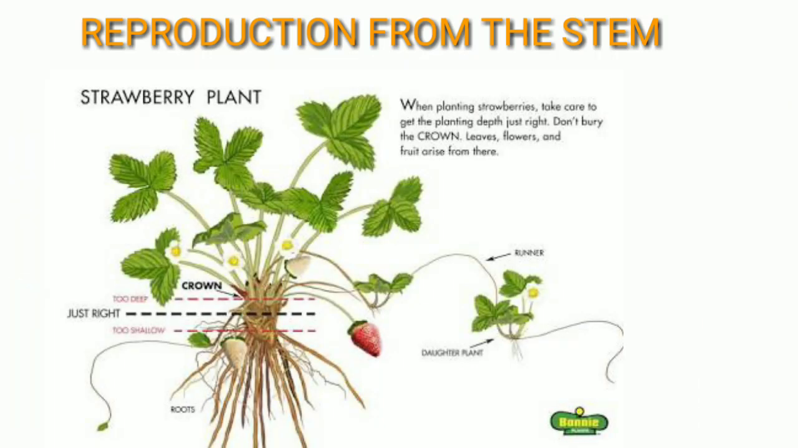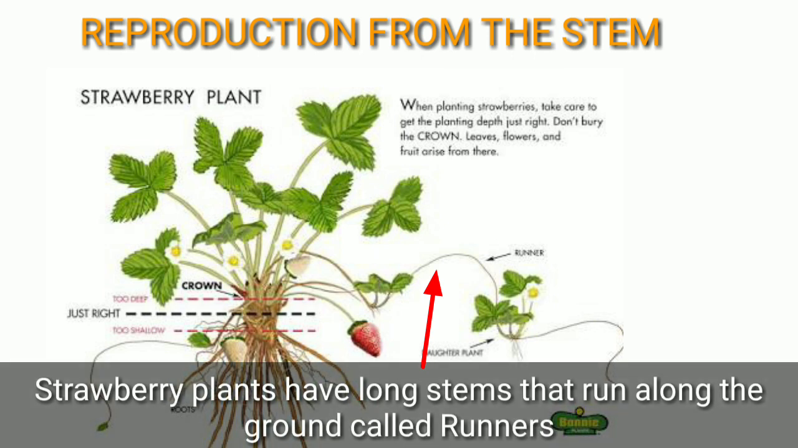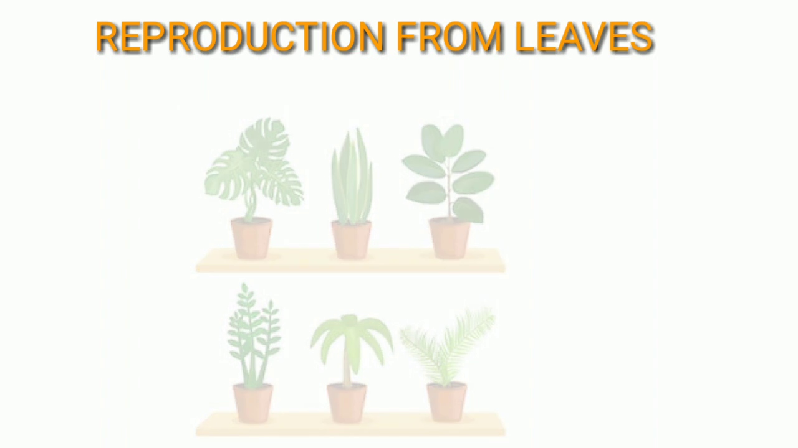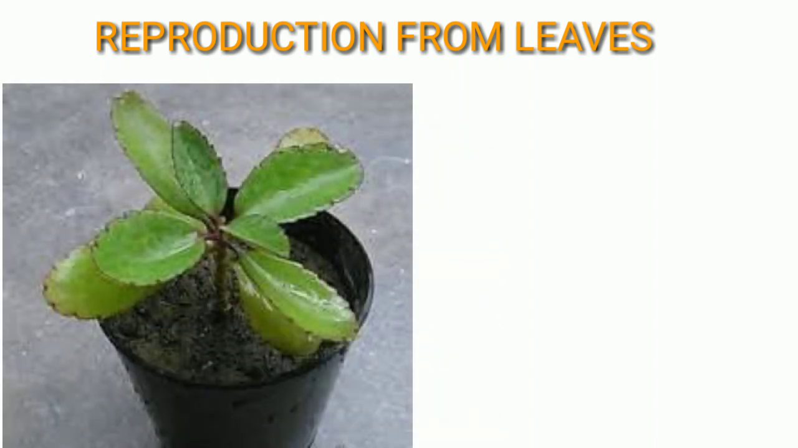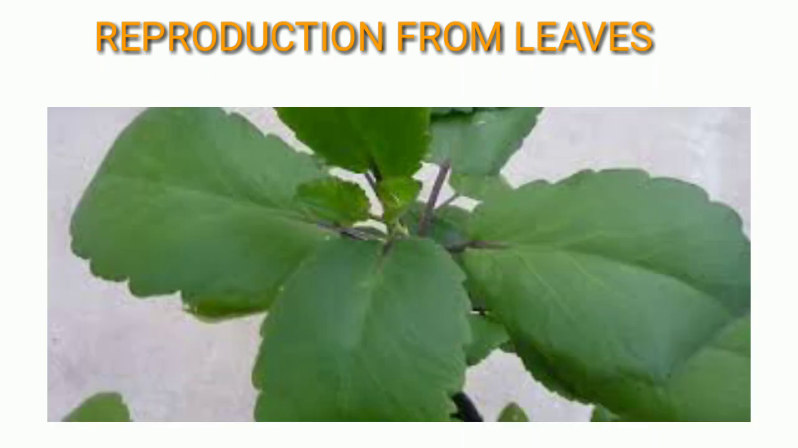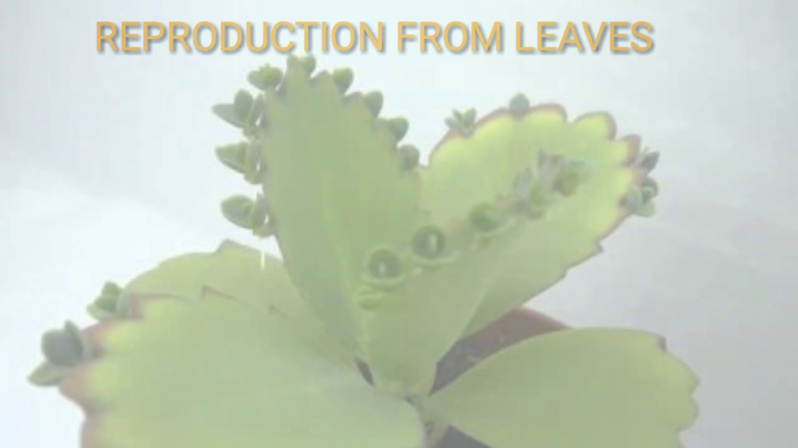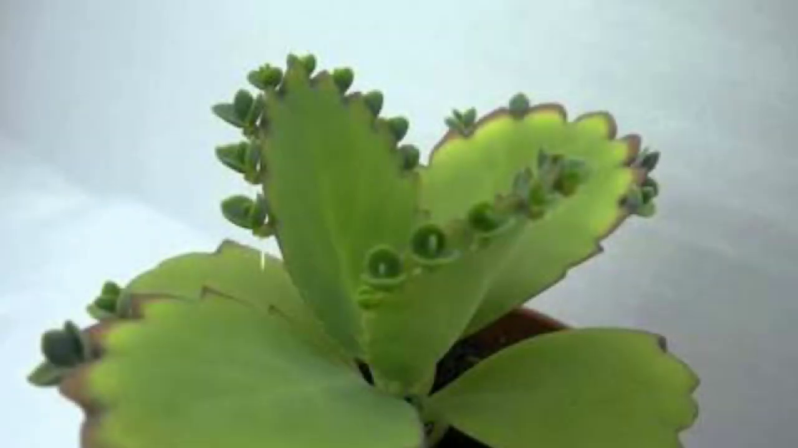Strawberry plants have long stems that run along the ground. These are called runners. New plants grow from these runners. Reproduction from leaves. The bryophyllum plants have thick and fleshy leaves. The leaves have buds along the edges. New plants grow from these buds. When the leaves drop down to the ground, the buds grow into adult plants.